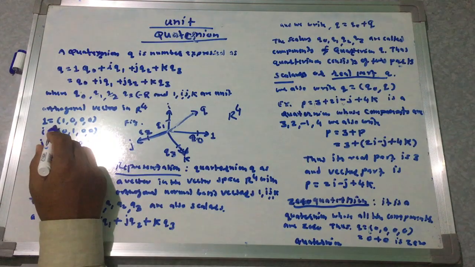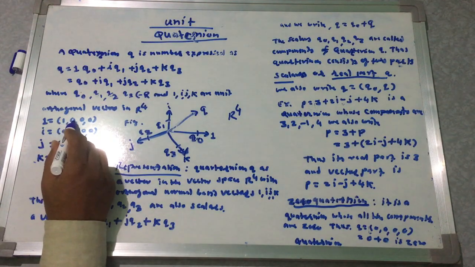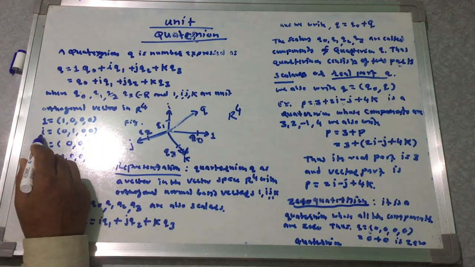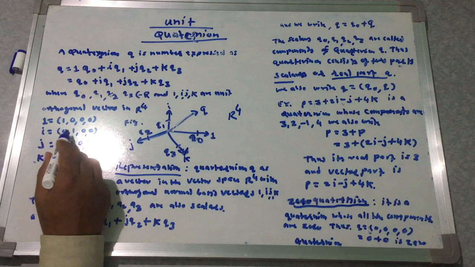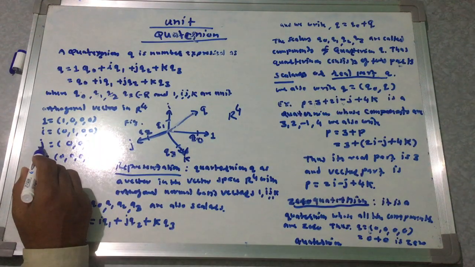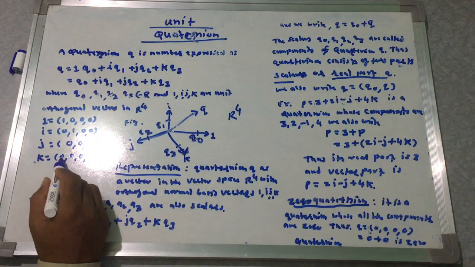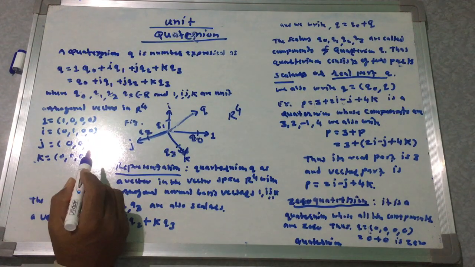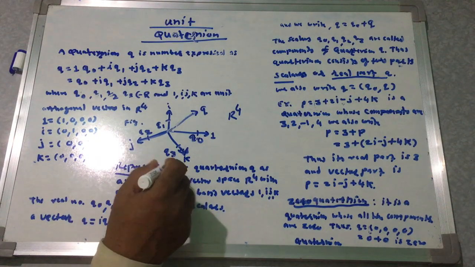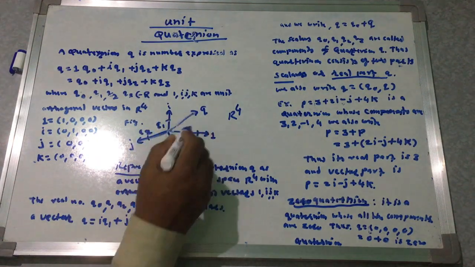So 1 = (1, 0, 0, 0), i = (0, 1, 0, 0), j = (0, 0, 1, 0), k = (0, 0, 0, 1). So the representation of the figure is given in this way.